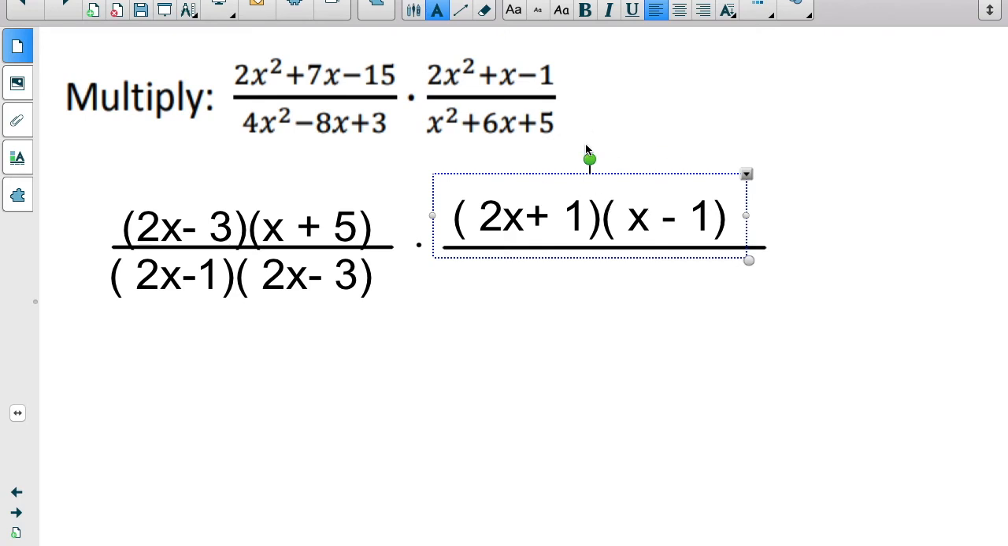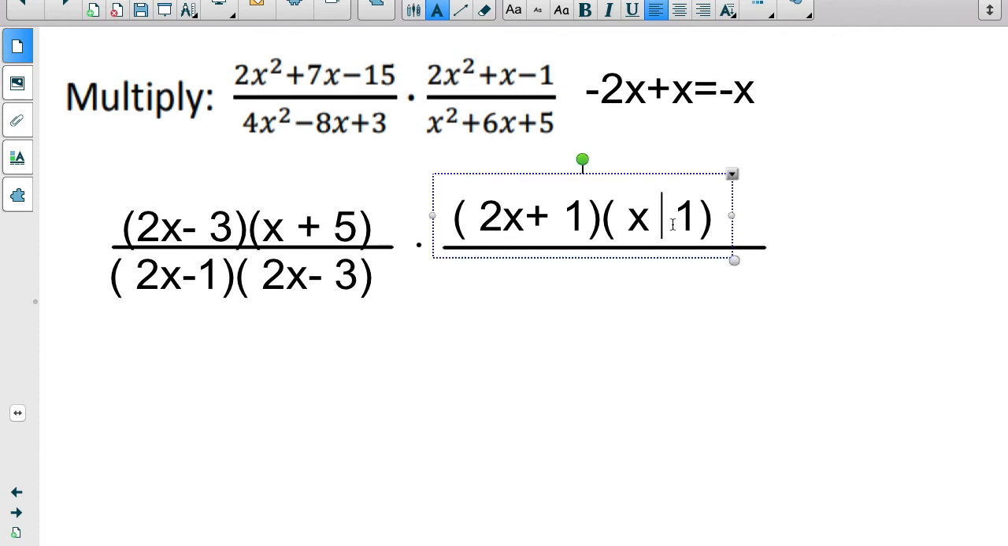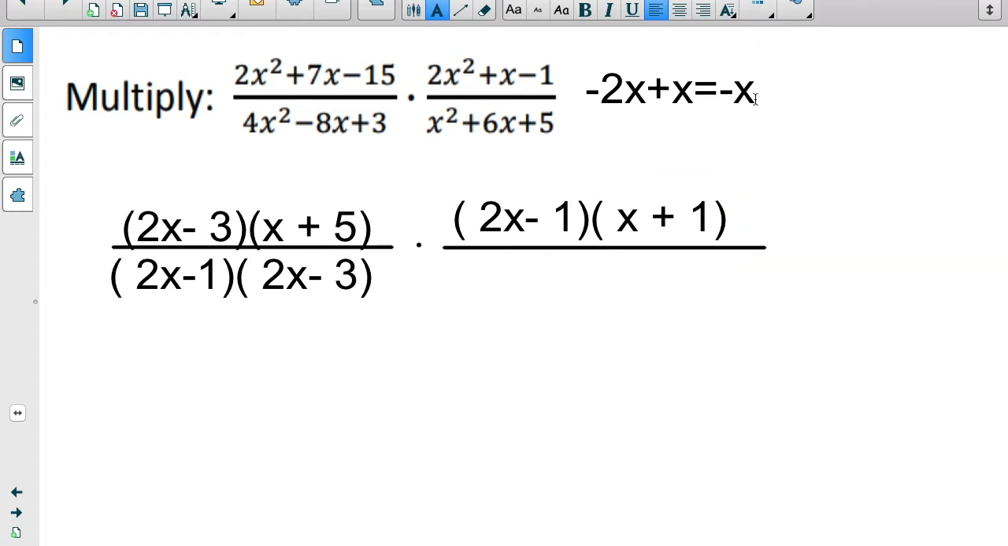Now we just need to see if this is the correct set of factors. Well, we do 2x times negative 1, which would be negative 2x. And 1 times x would be plus x. This gives us a negative x. Okay, well, not quite. So we need to flip the signs. So it'd be positive and negative. And if we do that, it'd make it 2x minus x, which would give us a positive x. And that's exactly what we wanted.